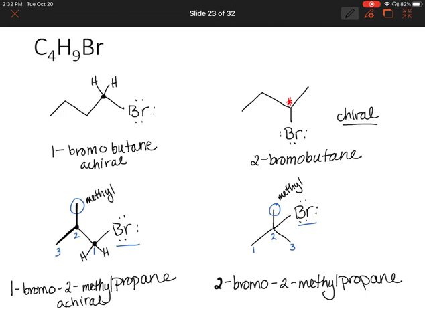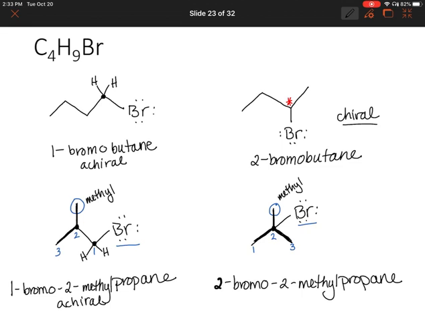All right. Now let's look at 2-bromo-2-methylpropane. Are there any stereocenters in that molecule? So again, you might be tempted to say that carbon 2 is a stereocenter, but notice these 3 carbons that it's bonded to, they're all the same. They're all bonded to 3 hydrogens. So it is not a stereocenter.